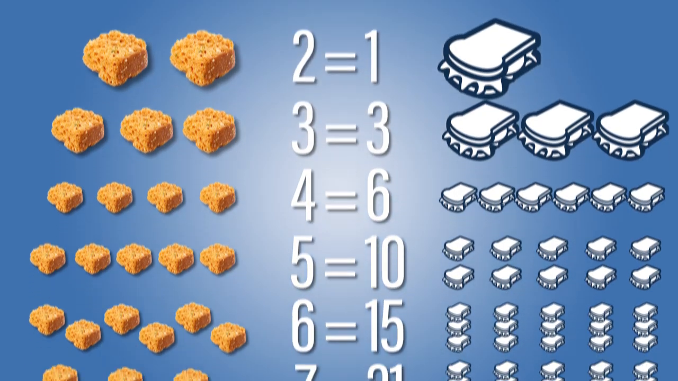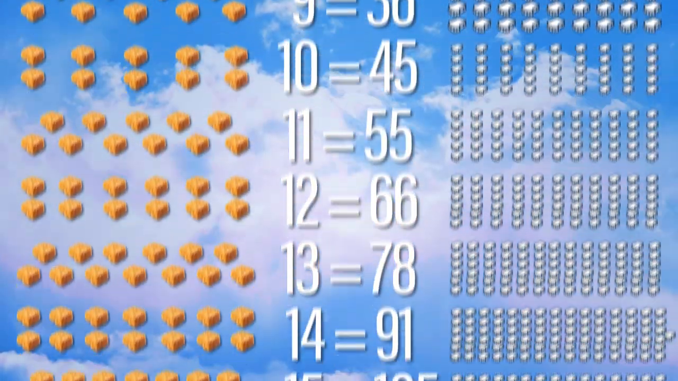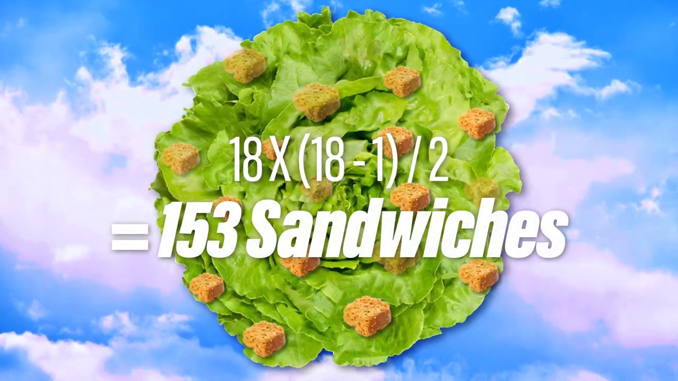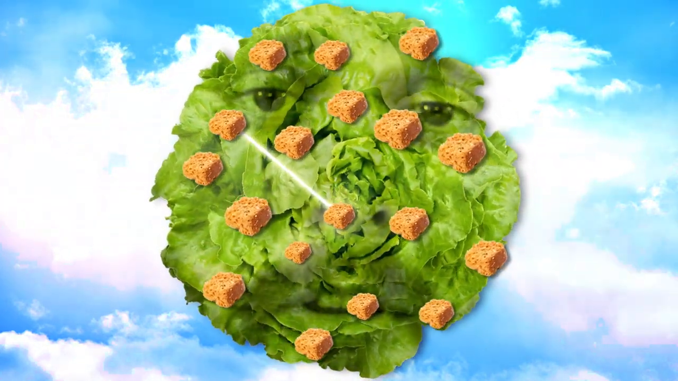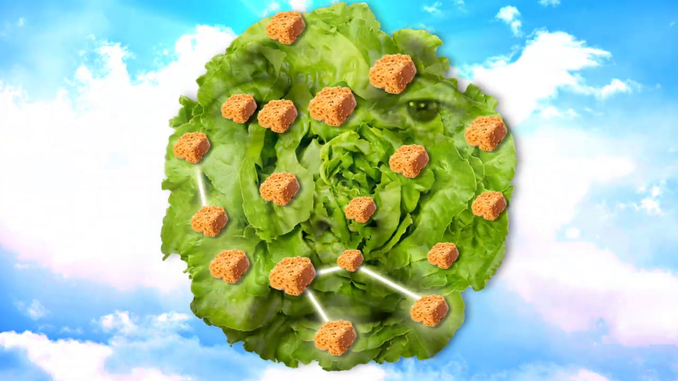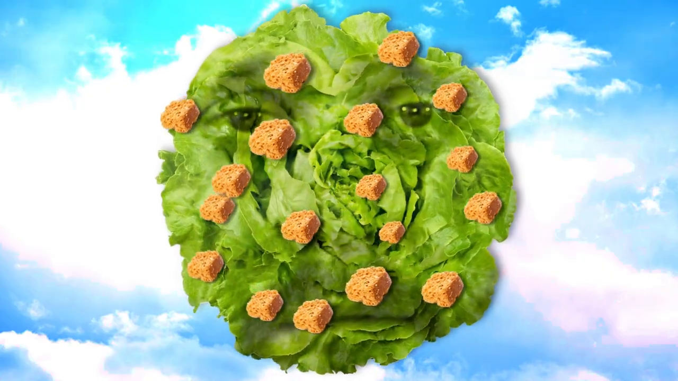Expanding the triangular number sequence to n equals 18, we conclude that there are 153 sandwiches in a McDonald's Chicken Caesar salad. This is the hyper sandwich, a perfect mathematical and culinary beauty. Now a fool might stop here and be satisfied. 171 sandwiches, that's good enough for me. And I can't wait for them to starve with their meager sandwich rations.